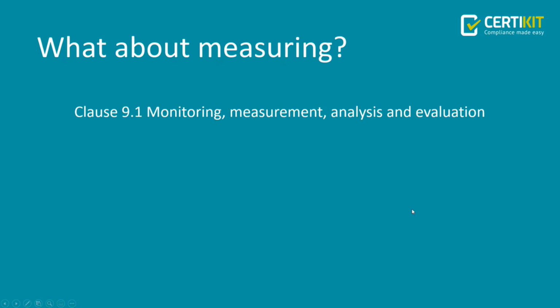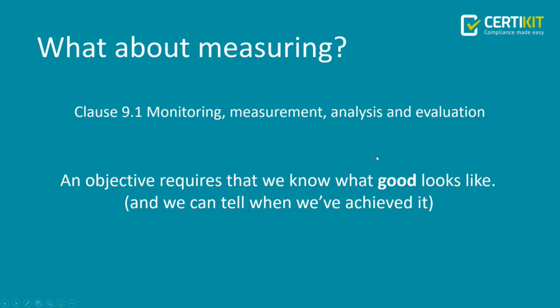Okay, one of the things I wanted to mention was what about measuring? So there is clause 9.1 in the standard, which is all about monitoring, measurement, analysis, and evaluation. You will have seen this in the performance side of the standards. So is this the same thing? The answer is really that the two things are closely related. I would say the key difference, in my opinion, is that an objective requires that we know what good looks like. So a lot of the things with clause 9.1 are about monitoring and measurement. It is about understanding trends and understanding what's happening within your organization, but it's not necessarily about setting an objective, because an objective is about continual improvement.